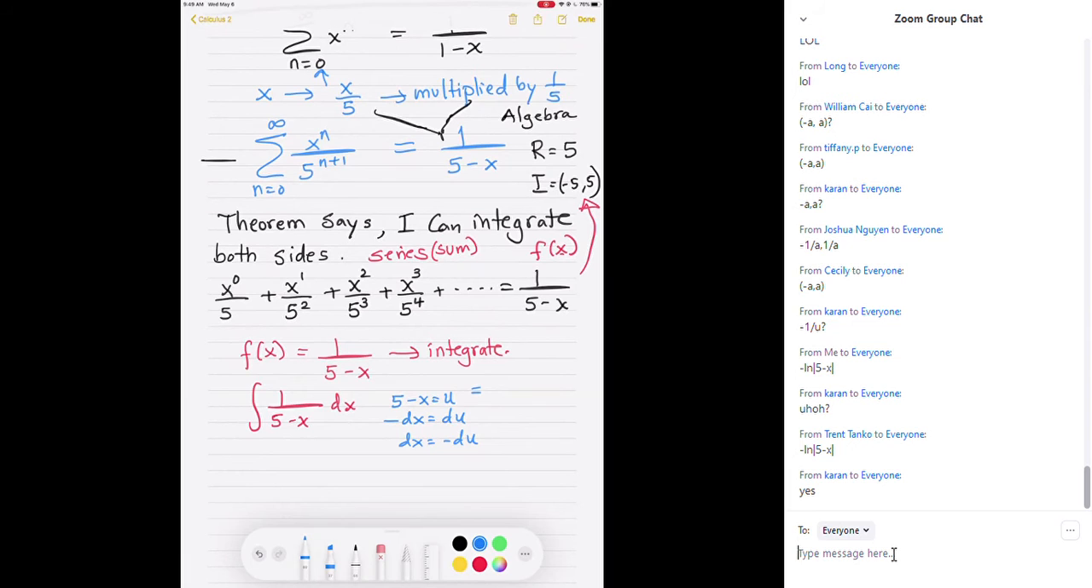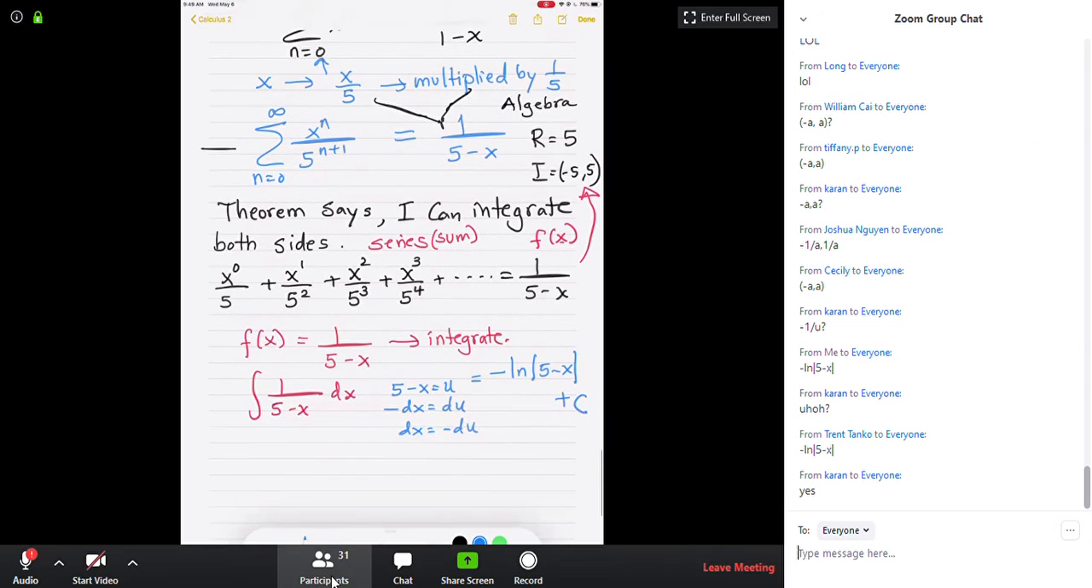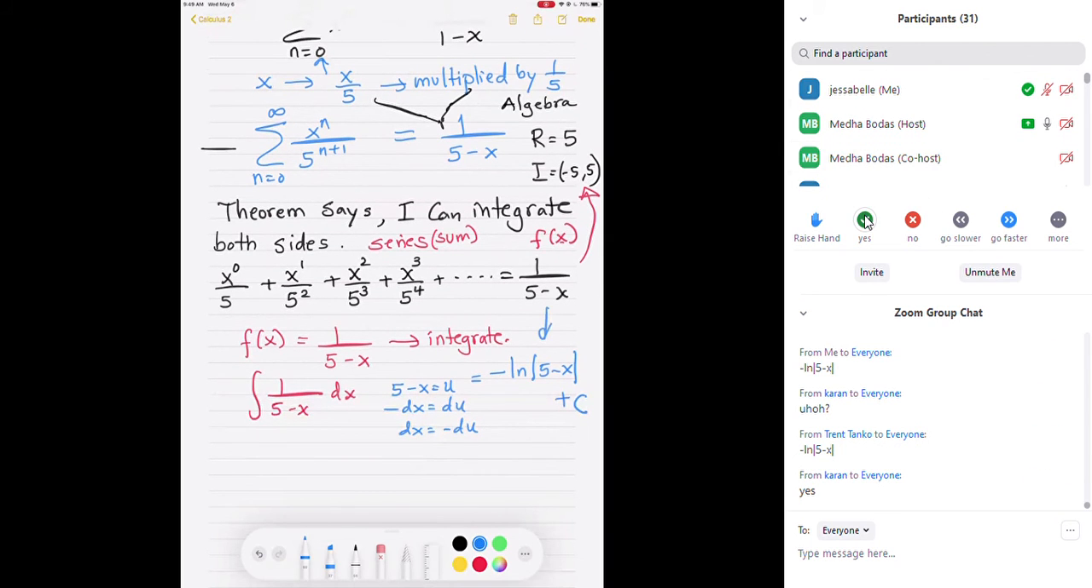So you are right. This is negative ln of 5 minus x plus c, right? We can't forget c. It was an indefinite integral. Right, everybody? Okay, so I integrated the function, and I knew that was the easy part. Now let's integrate this one.